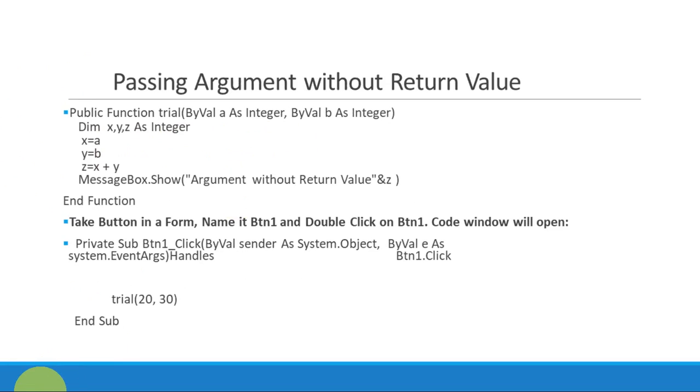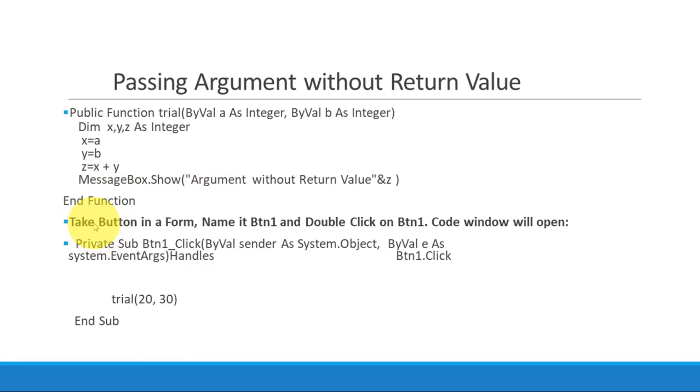Now the next is passing arguments without return value. That is, passing the arguments within a function without return value. Again, Public Function Trial. We are declaring a function with the name trial, and inside it we are taking two variables, a as Integer and b as Integer in the argument list. Now in the function we are declaring three variables, Dim x, y, z as Integer. Here x is equal to a, y is equal to b, and z is equal to x plus y.